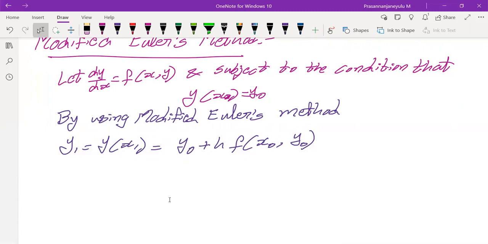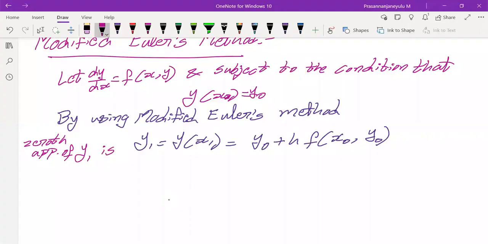So first I'm going to take the 0th approximation of y1. How can we denote the 0th approximation of y1? In the power of y1, we mention 0. The 0th approximation of y1 is, as usual like Euler's method, y naught plus h into f of x naught comma y naught. This is the first formula.